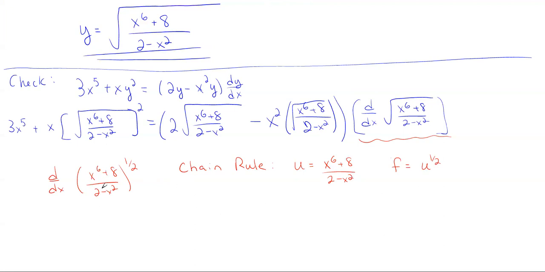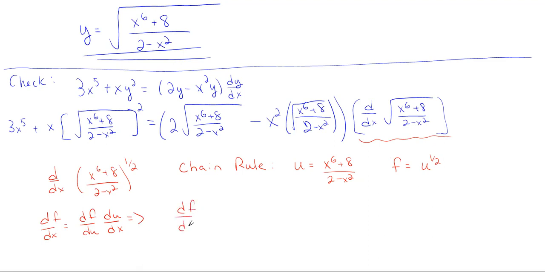So u is inside here, and then f is just this entire function now. So I would have df dx is equal to df du times du dx. So I would have to find my derivatives here of df, du, and then du dx. So let's go ahead and work on that.